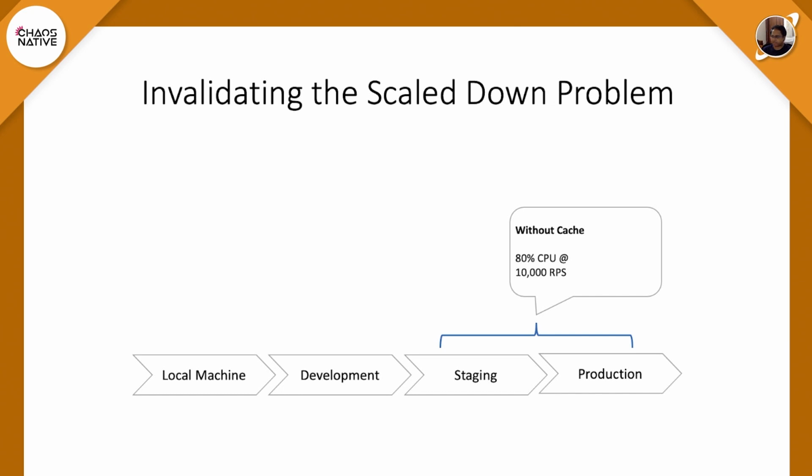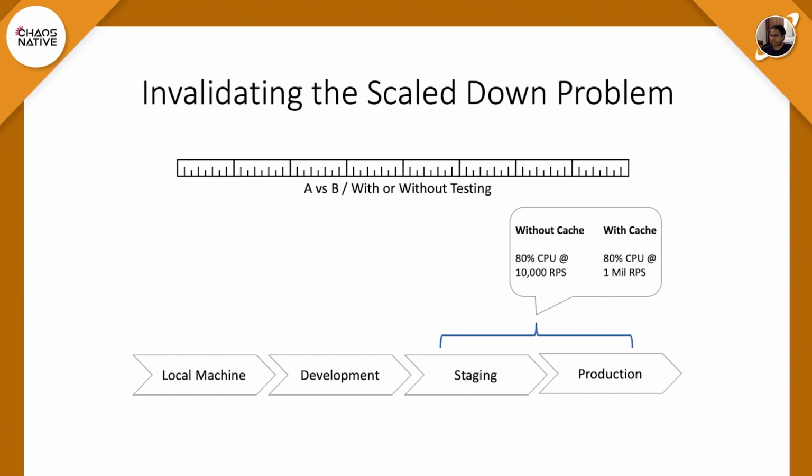So again, the current characteristics of the system I was dealing with was I could hit 10,000 RPS at 80% CPU utilization. So what was expected is once we introduce the cache, I'd be able to hit 1 million RPS at the same CPU utilization. Fairly ambitious, but let's see if we can scale this down. Now, 10,000 RPS itself was out of bounds for me. Now, 1 million RPS is really, really hard. How do I figure this out on my local machine?